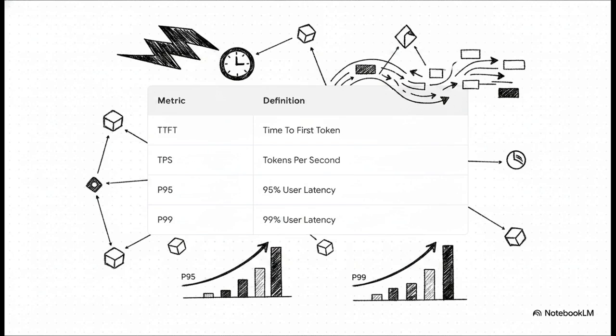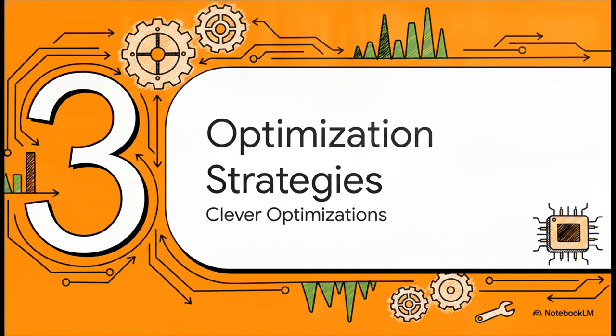Time to first token, or TTFT, measures exactly how fast the user gets their initial response, which is mostly tied to that prefill stage. Tokens per second, or TPS, measures how smoothly the rest of the text flows out during decoding. But we also have to look at P95 and P99 latency. These metrics tell us the tail latency experienced by the 95th and 99th percentiles of our users. Enterprise systems have to monitor all four of these to ensure that even in the absolute worst-case scenarios, the system is performing smoothly.